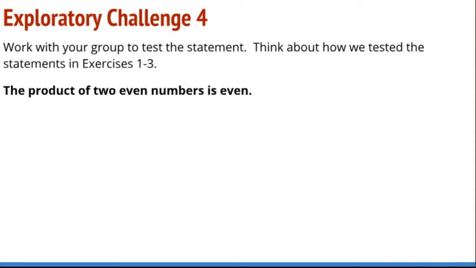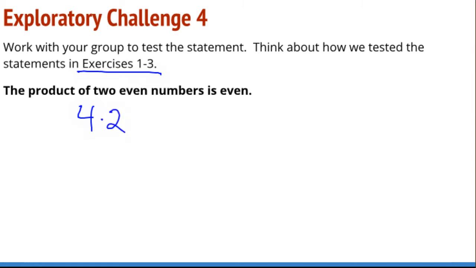And you want to go through the same process that you went through with the addition problems. So think about how we tested statements in exercises 1 through 3. We drew models, we made pairs, we saw what was happening. So here is a statement: the product of two even numbers is even. And you should pause. You should make a model of two even numbers being multiplied. And you should examine the model and determine if this statement is true and why it is true.